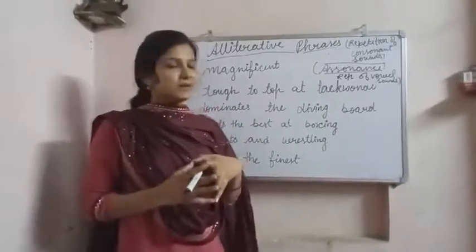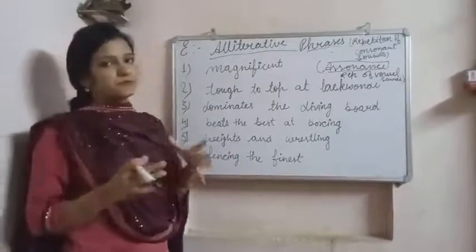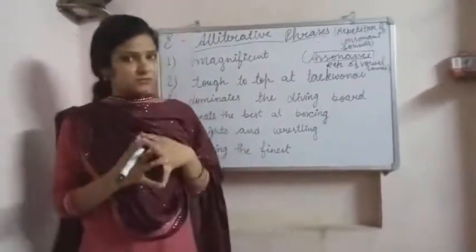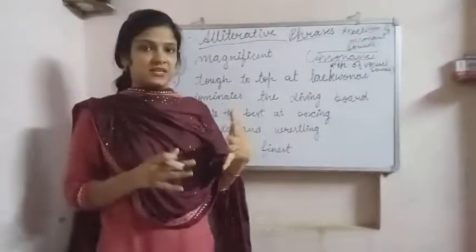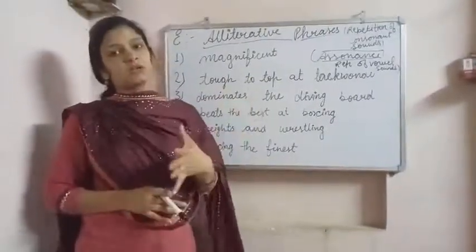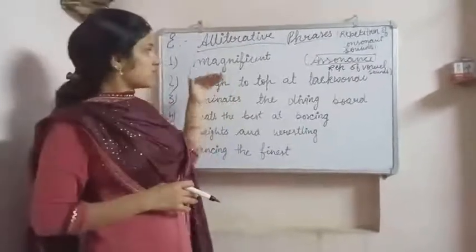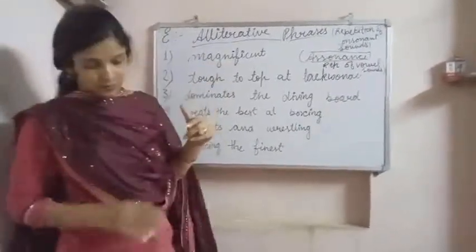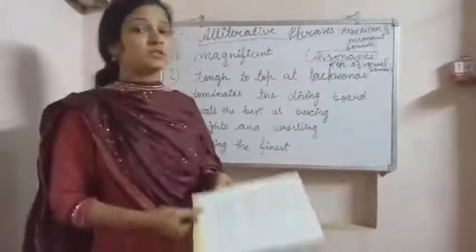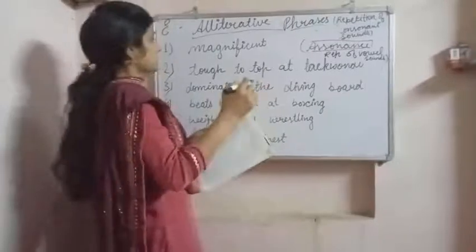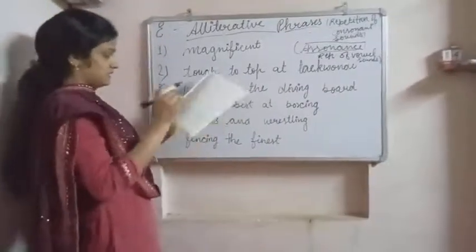So here in this question also you have to write some alliterative phrases. Alliterative phrases means those phrases in which the alliteration figure of speech is used. You have to find all those phrases from your poem. Like the first one is already written here in this book.